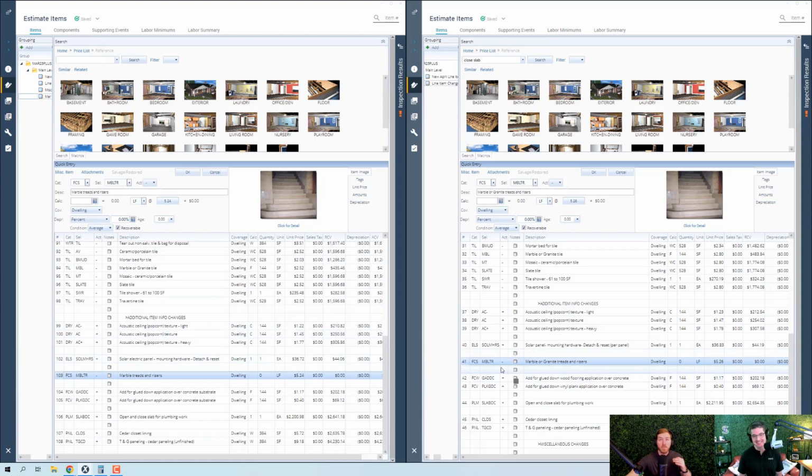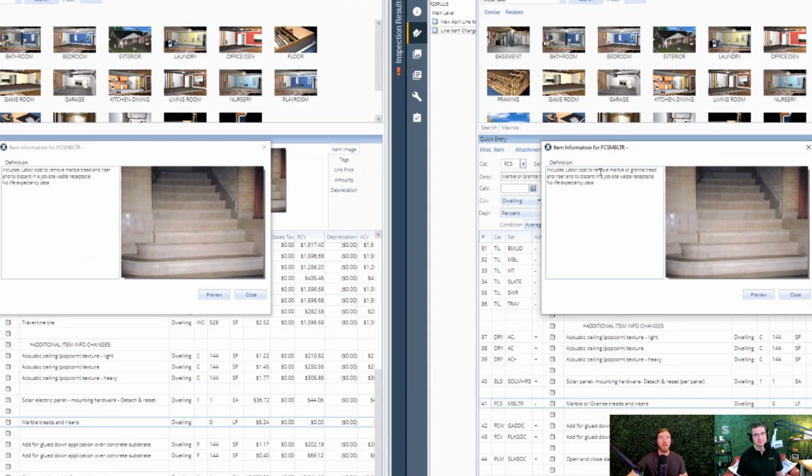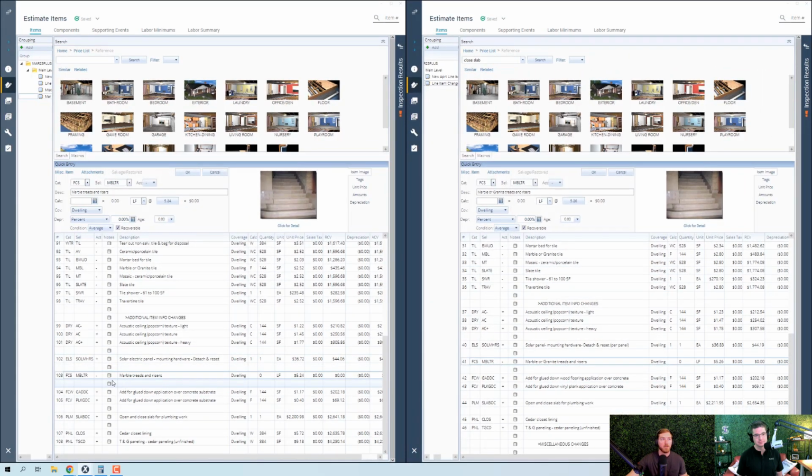Taking a look at this, this is a removal activity code for the FCS category, MBLTR, marble or granite treads or risers. It's just said, hey, we want to clarify that these are for marble or granite tread and riser, not just marble, tread, and riser. Okay. So this applies to the granite as well. If you weren't clear before, it says it in the item description. It's marble or granite as well.